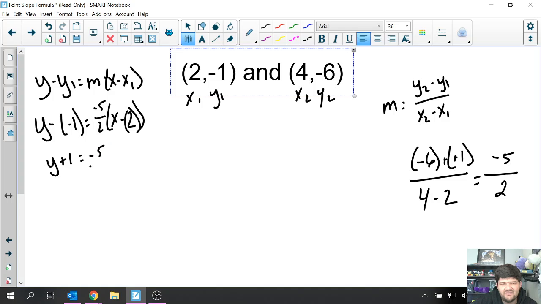-5/2 times x is -5/2 x. And then distributing again, -5/2 times -2. The 2's cancel and you're left with plus 5. Negative times a negative gives you a positive. 5/2 times 2, the 2's cancel, you're left with 5. You want y by itself now, the opposite of plus 1, minus 1. And you're left with y equals -5/2 x plus 4.